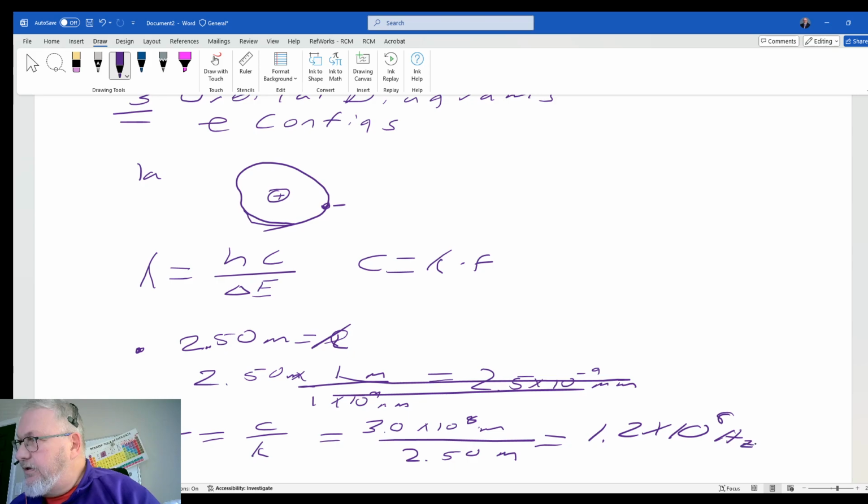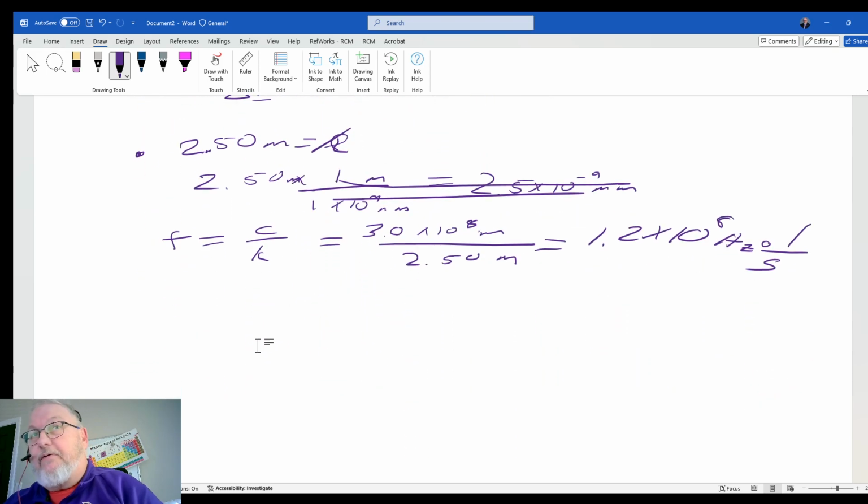AZ, or 1 over seconds. Okay, and that's how I find my frequency. If I've got it in meters, I don't have to change it. It's only if it's in nanometers. Let's look at one of those.